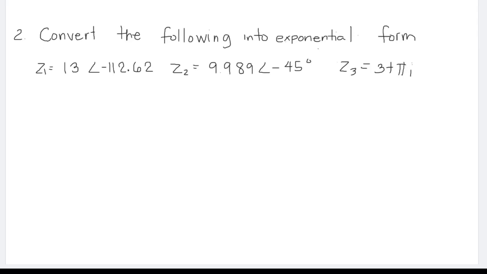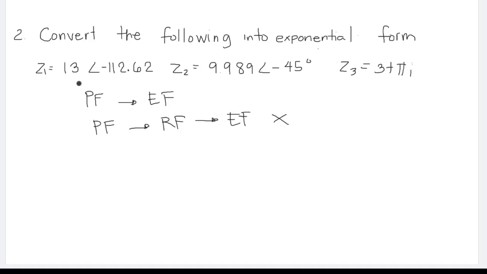So for number 2, this time, we have almost the same problem with number 1. This time, meron tayong z3. So dito naman, from polar form, we want to convert into exponential form. So pwedeng gawin natin is polar form, then convert it to rectangular form, then convert it to exponential form. Kaya lang, masyadong matagal.